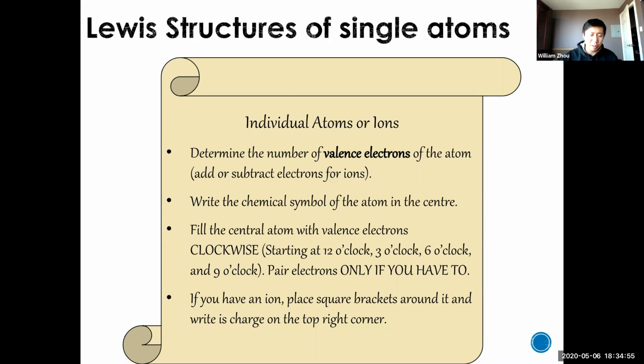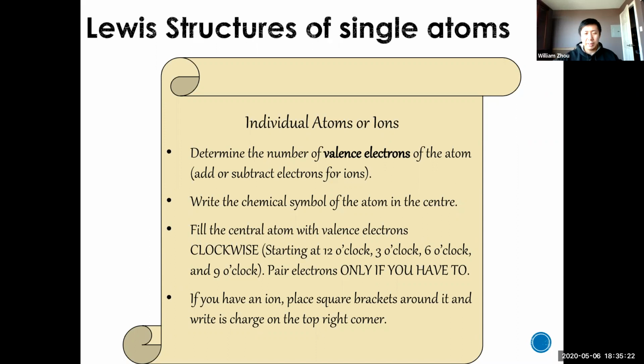So you pair electrons only if you have to. All right, electrons don't like to be paired up because they're all negative. They want to be as far apart from each other as possible. So for the first 4, you separate them in the 4 corners. And then if you have more, then you have to pair them up. Okay, so don't pair for no reason. And then lastly, if you have an ion, you need to place square brackets around your structure, and you put the charge of that ion on the top right corner.